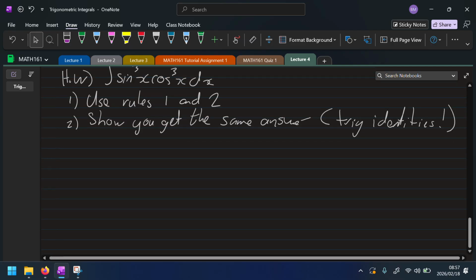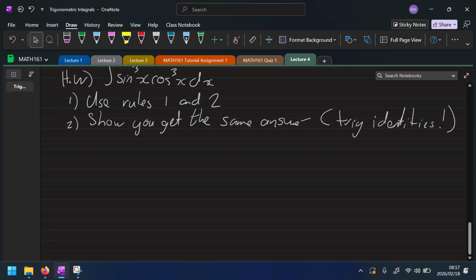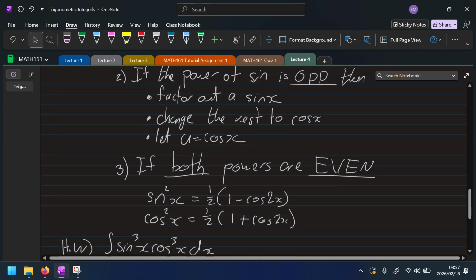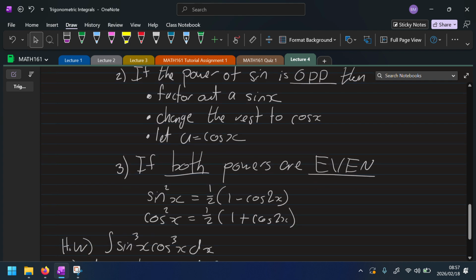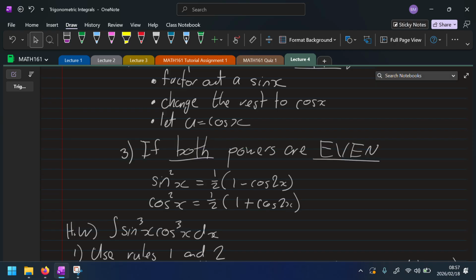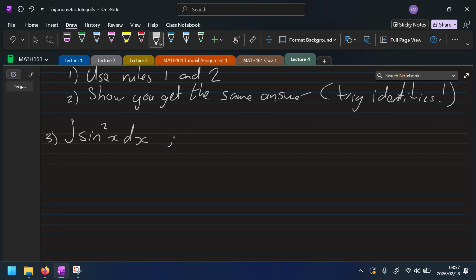Next one. Example 4. Number 3. Integral of sine squared. So here we see that the power is even. So we have an even power, so we can use this number 3 here. Okay, we've got an even power of sine. If it's an even power of sine, we write it in terms of cos using that double angle formula. And then we can integrate that right-hand side very easily. So let's do that. So here, sine has an even power.